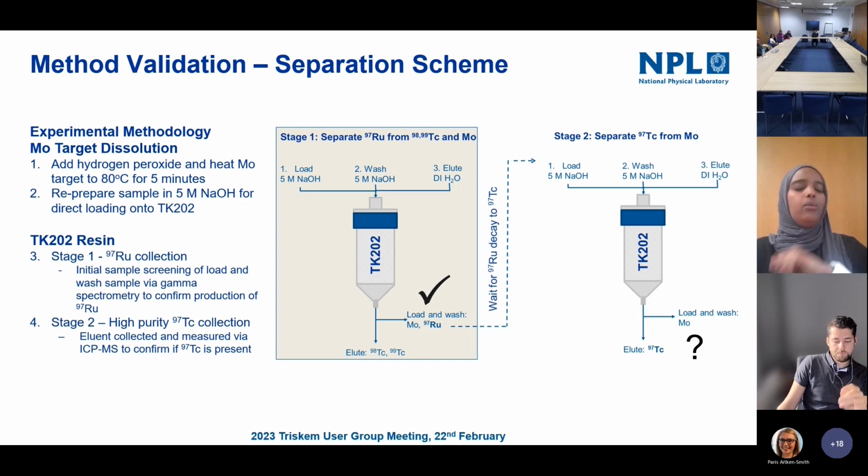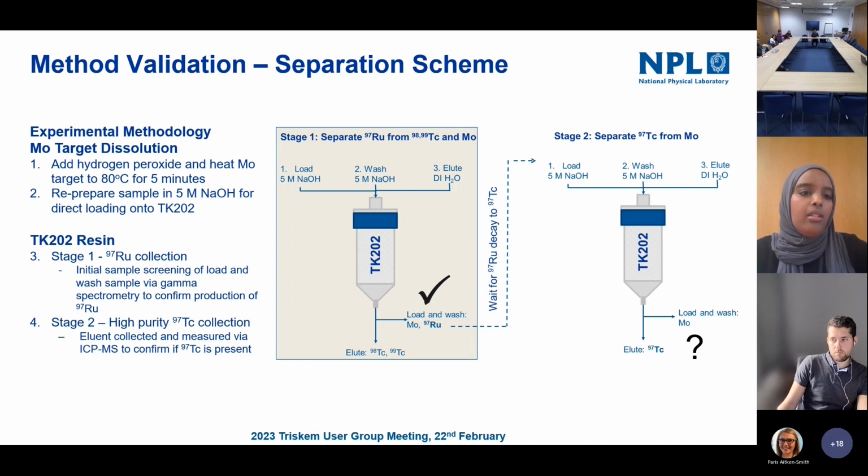Earlier last year, we were able to have some time at Birmingham to do an irradiation of the molybdenum target to see if we'd successfully produced ruthenium-97 at the site. And we applied the method developed to this target. And this was done in 2 stages.